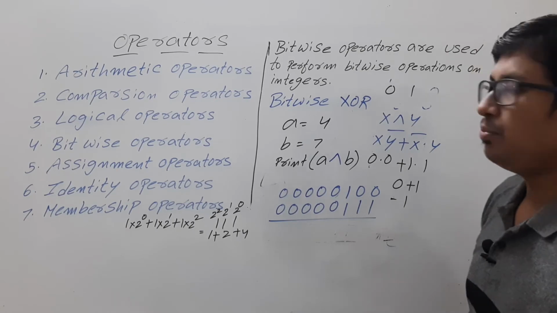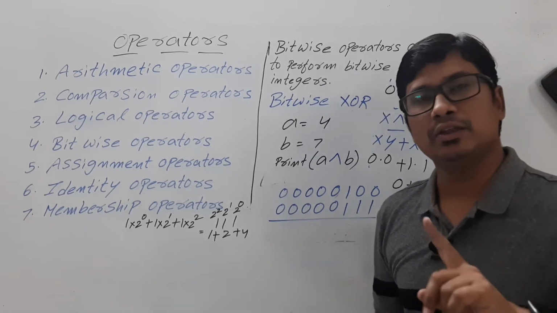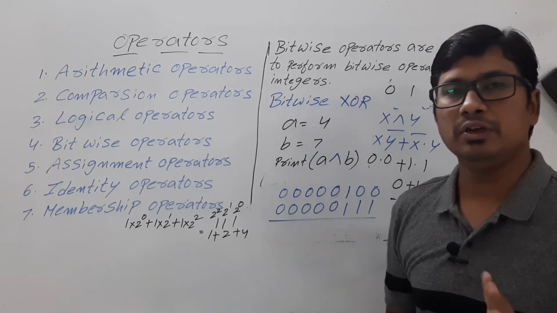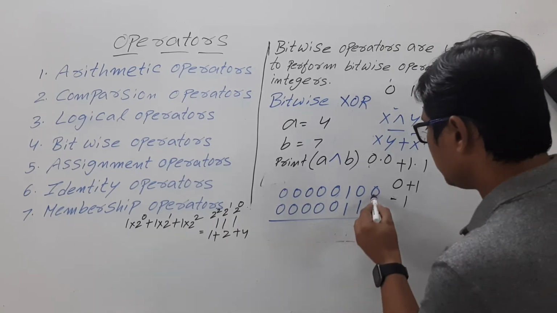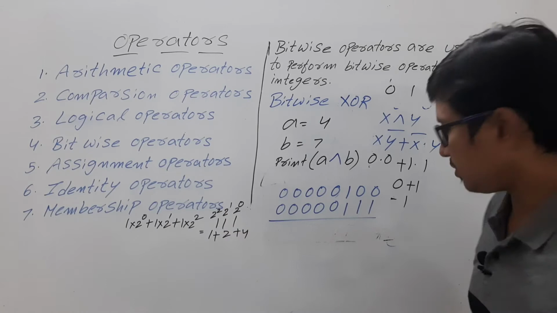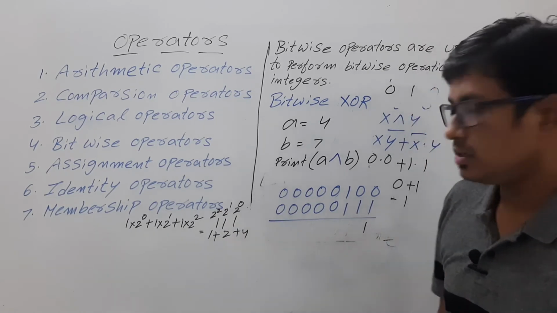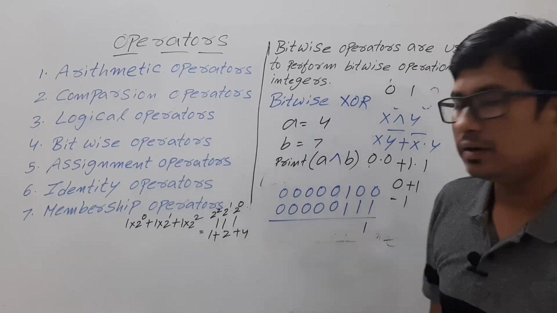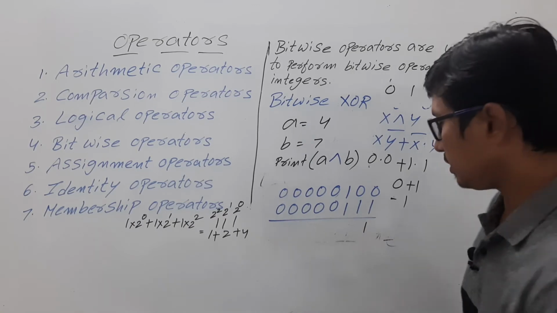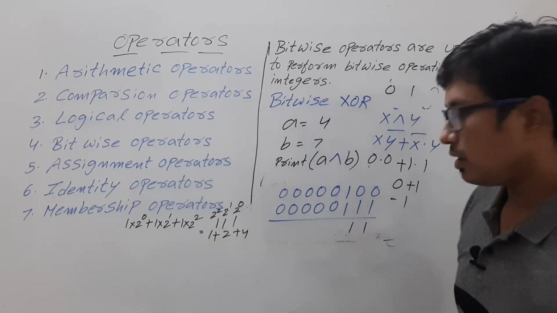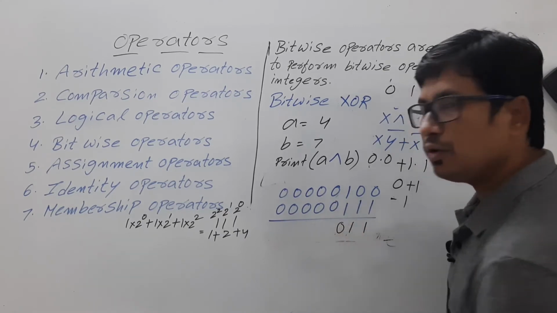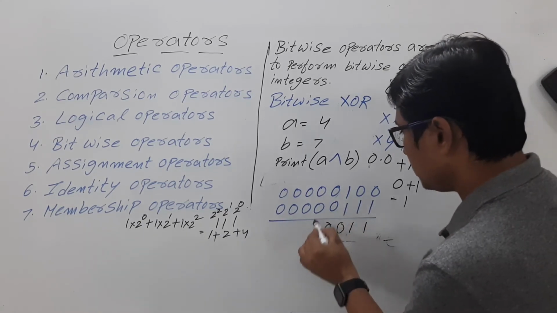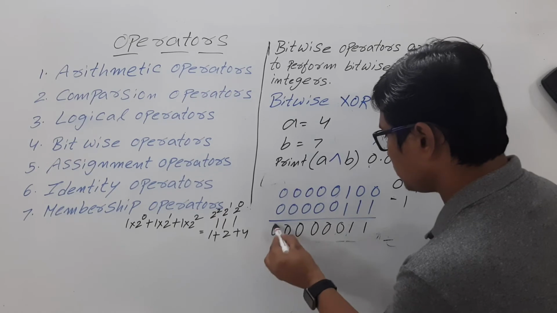So if both the inputs are same, you will get the output as 0. If both the inputs are different, then you will get the value 1. So 0 and 1, they are different, you will get the output as 1. Now 1 and 1, both the inputs are same, you will get 0. 0 and 0, same, you will get 0.